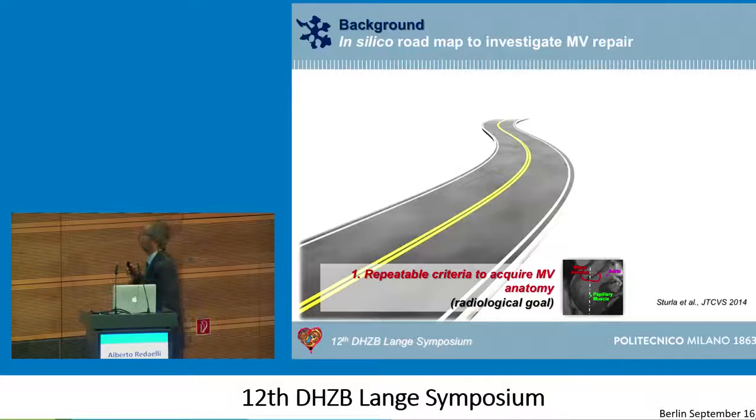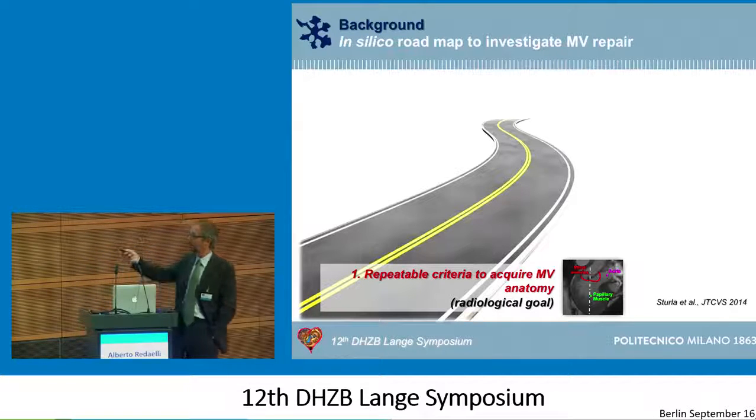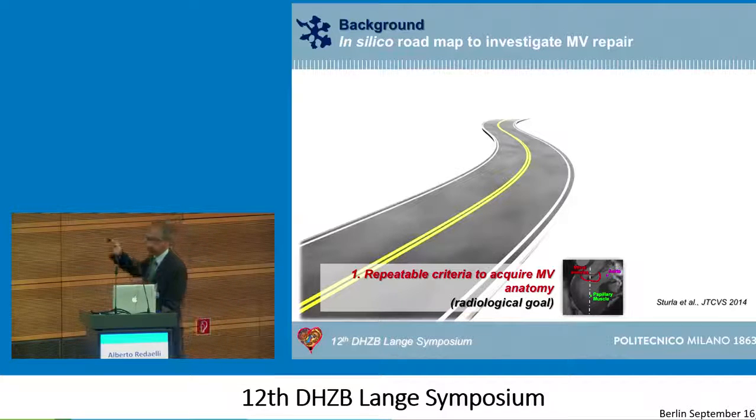Now we can move to the roadmap that brings an engineer together with a surgeon, from the imaging acquisition to a good model for replicating a surgical procedure. We need repeatable criteria to acquire mitral valve anatomy. This is not trivial at all. It has been discussed again this morning. Different radiologists or cardiologists can obtain very different measurements from the same data source. So we need a robust, possibly automated method to extract information from imaging.